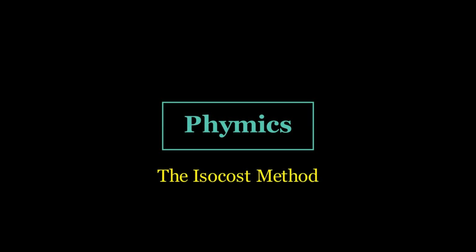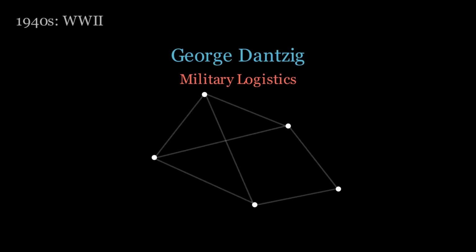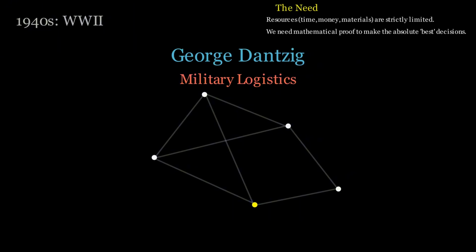Before we solve anything, you need to know why this exists. Back in the 1940s, during the Second World War, mathematicians like George Danzig had to figure out how to optimize incredibly complex military logistics. They needed a foolproof way to make the best decisions when resources were heavily restricted. And that need has not changed.